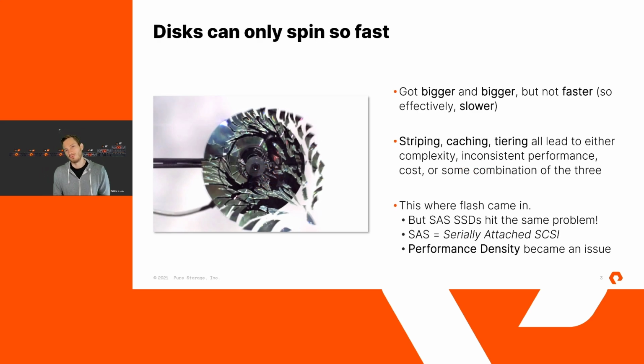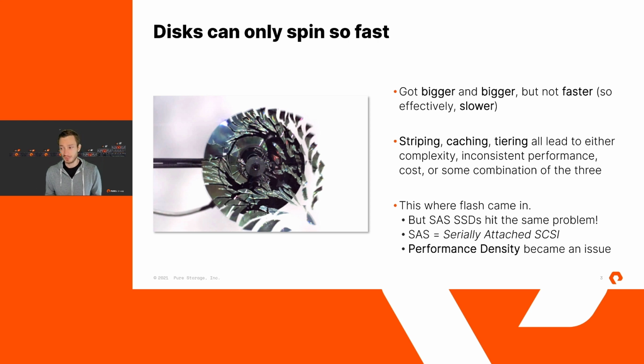So let's talk about the performance part of this. Well, when you're talking about SCSI, you're talking about serialization. You're talking about spinning disk, and SCSI was built for spinning disk. It was built for these things that could only go so fast. And as these drives got bigger and bigger, we didn't really say they got larger. They really got essentially denser. But they didn't get any faster. These disks can only spin so fast. So while they got bigger and bigger, they got effectively slower.